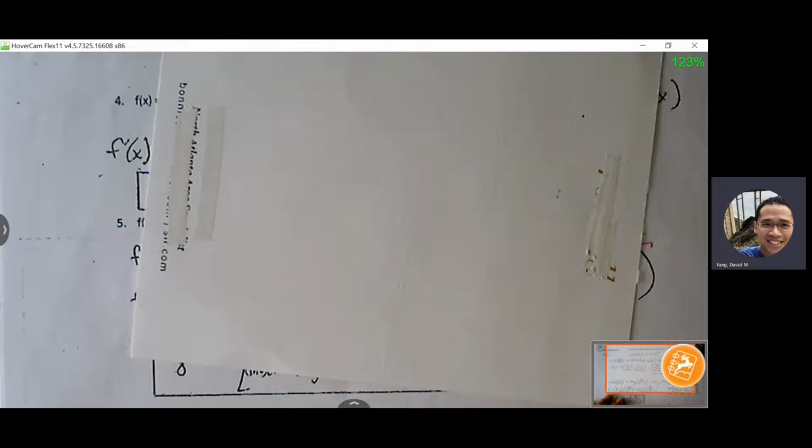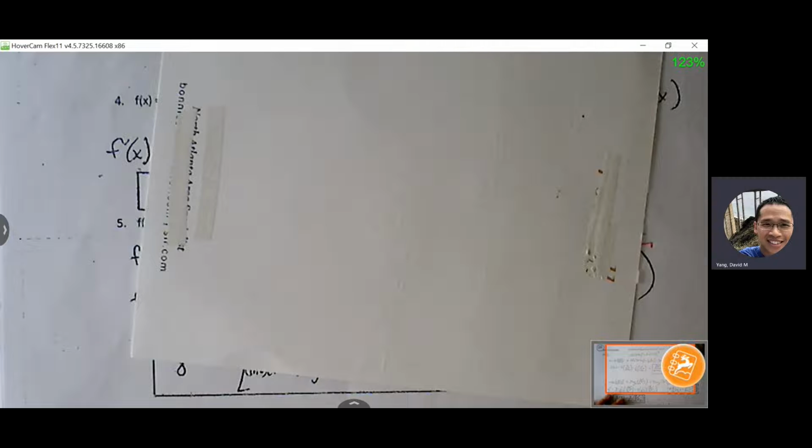So log base a of u also has a u prime over u. But there's something that has to be in front. And what's that thing that has to be in front? 1 over natural log of a. I see a denominator in my derivative, so that helps me remember that natural log of a is going to have to live in the denominator as well.